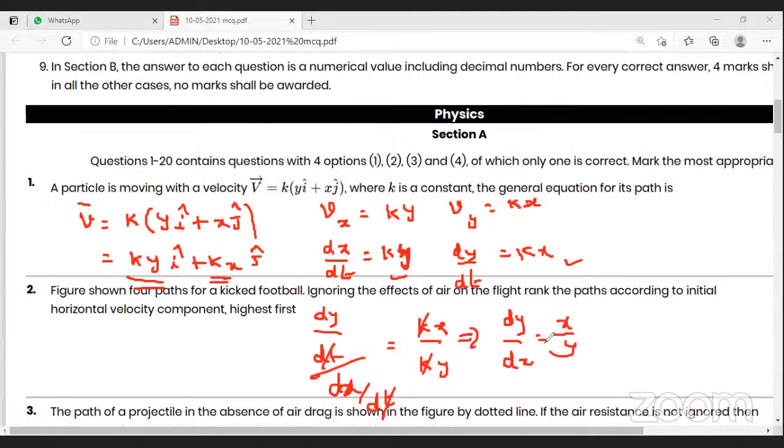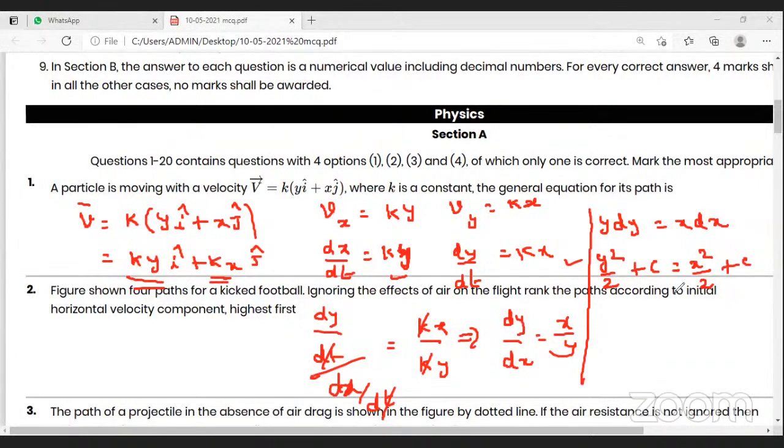By taking cross multiplication here, you will get y dy equal to x dx. By integrating this equation on both sides: what is the integration for y dy? It will be y square by 2 plus a constant, because no limits are given here, so we simply write the constant. And the integral of x dx will be x square by 2 plus c. c means constant only. All these constants you can write again as c only.